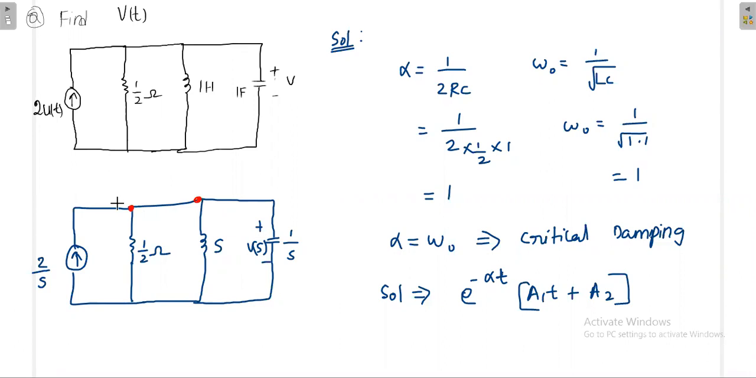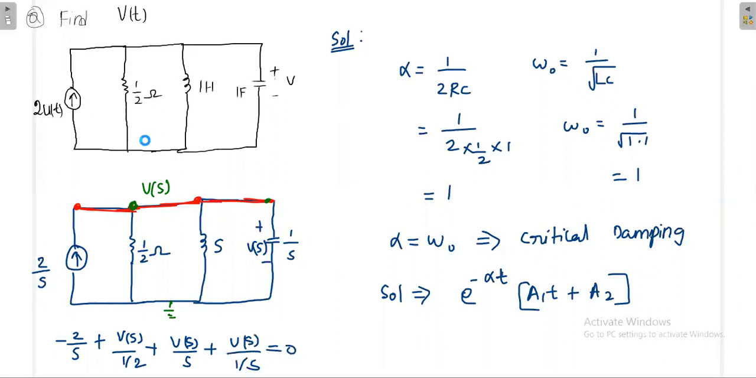All these nodes are the same node, so all are the same point. So you can apply KCL at this node. The sum of the currents leaving the junction is equal to 0. What is the current leaving in this branch? That is 2 by s. What is the current leaving here? The nodal voltage. The nodal voltage of this node is V(s) only, because with respect to this point the voltage is V(s), and with respect to this point also the voltage will be V(s). So minus 2 by s, plus V(s) divided by 1 by 2, plus V(s) divided by s, plus V(s) divided by 1 by s is equal to 0.